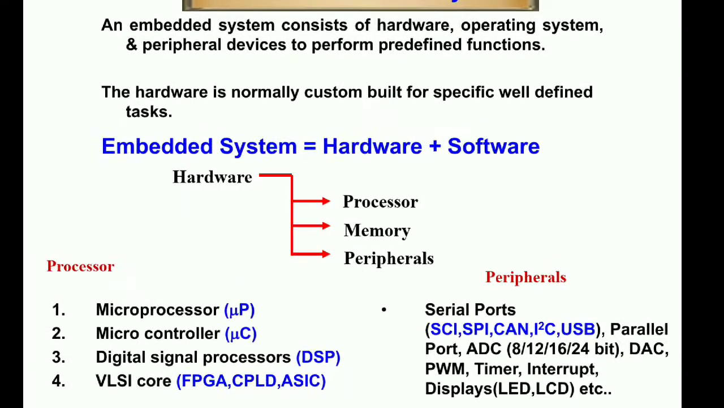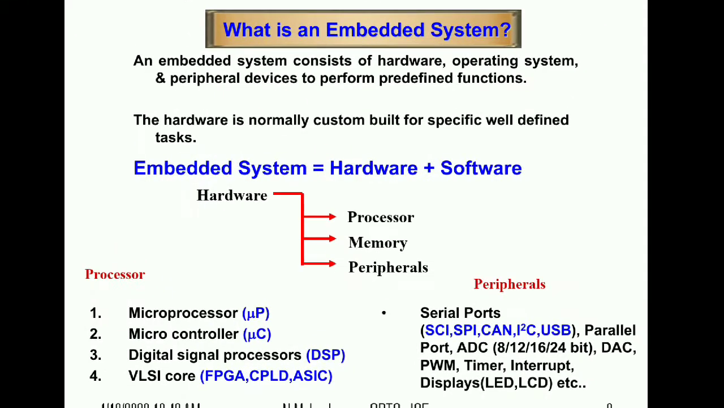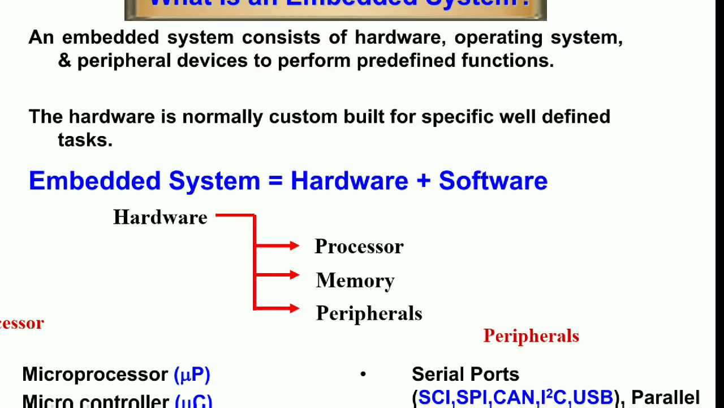So let me recall. An embedded system is nothing but hardware plus software, right? An embedded system can be said to be a combination of hardware and software to perform a task repeatedly, whenever the system is powered up.